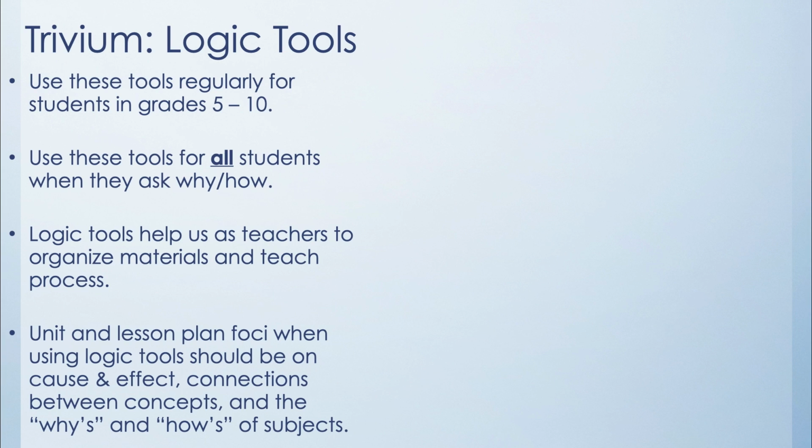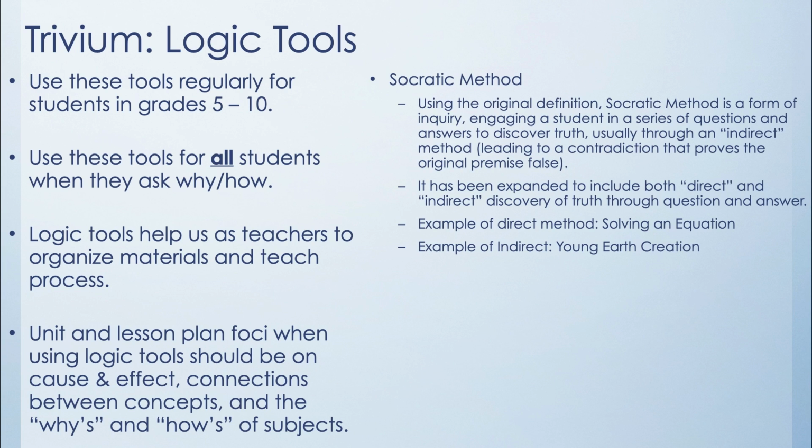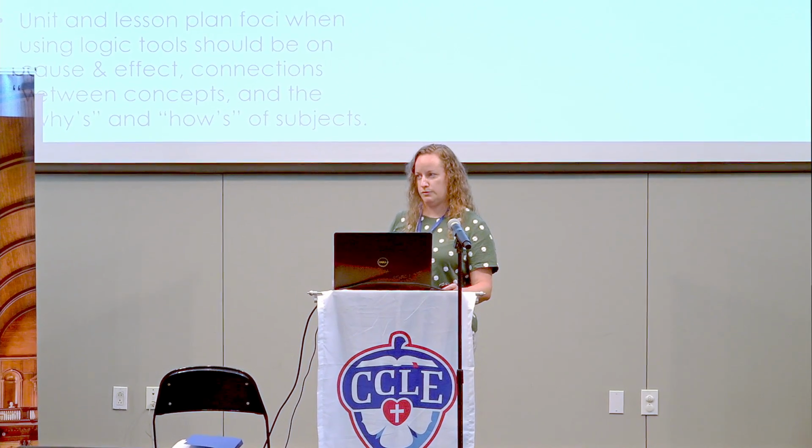The biggest one we have, one of the best tools that we have been given from antiquity, is the Socratic method. So using the original definition, Socratic method is a form of inquiry, engaging a student in a series of questions and answers to discover truth, usually through an indirect method leading to a contradiction that proves the original premise false. When you study Euclidean geometry, you actually learn how to do this as a way to do a proof problem. You would do it indirectly.